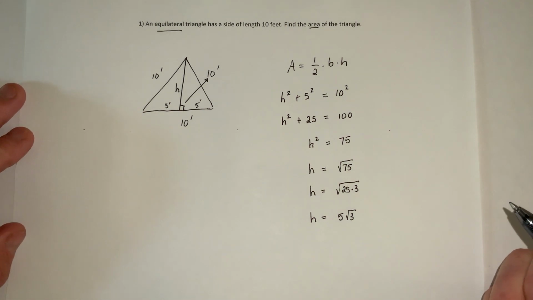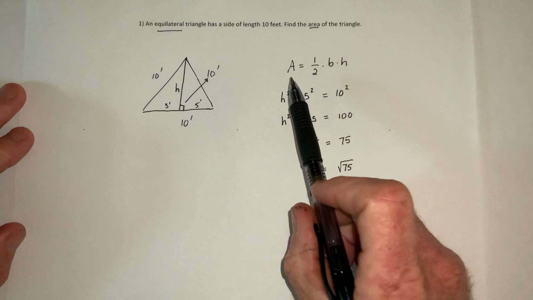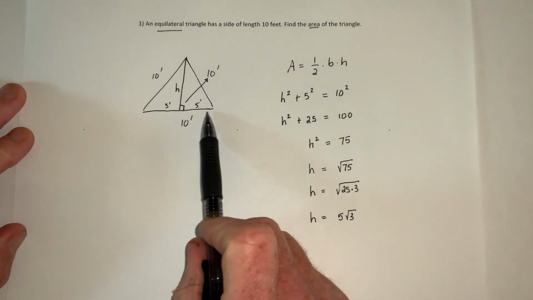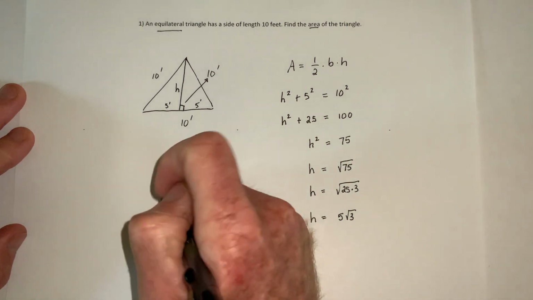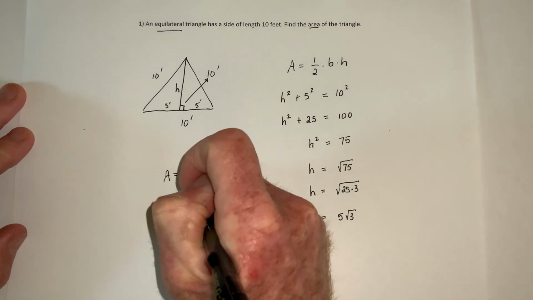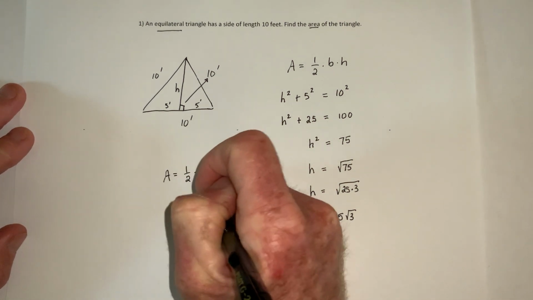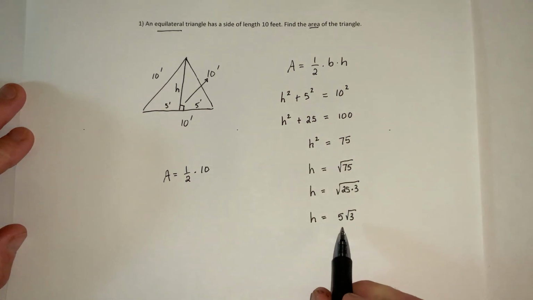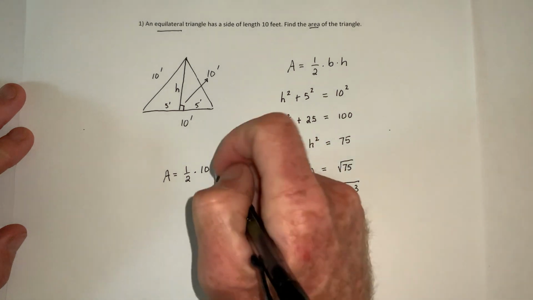Okay, we've done the hard part. The last thing is, area equals 1/2 the base times the height. And again, the base is this bottom part, so that's 10. So area is equal to 1/2. The base is 10. And then we just found that h, the height, is 5 radical 3.